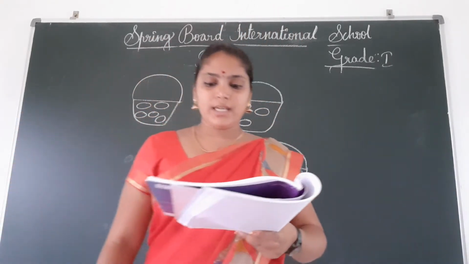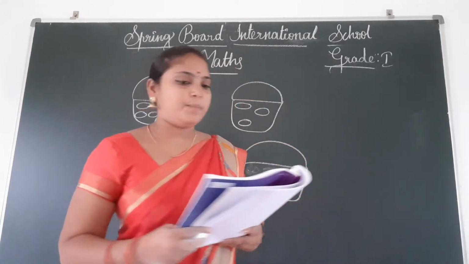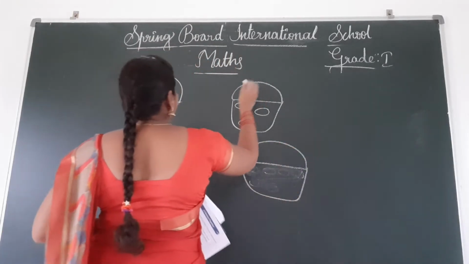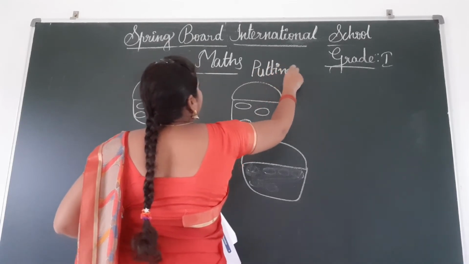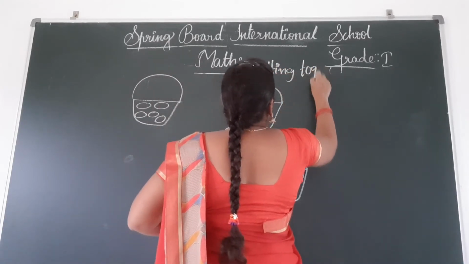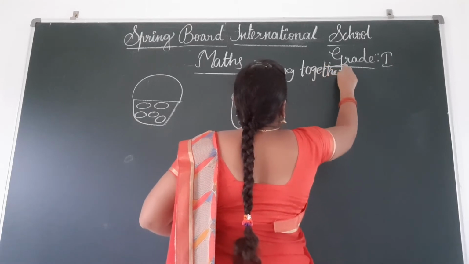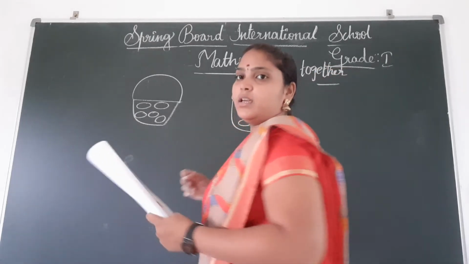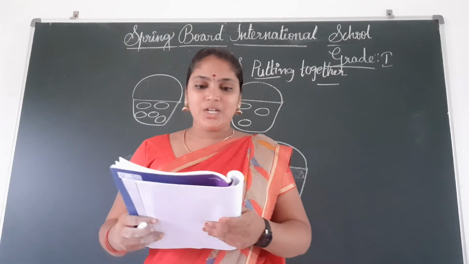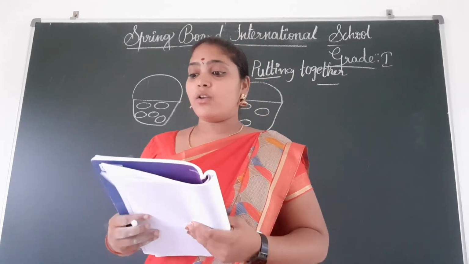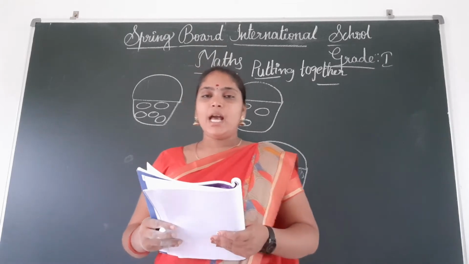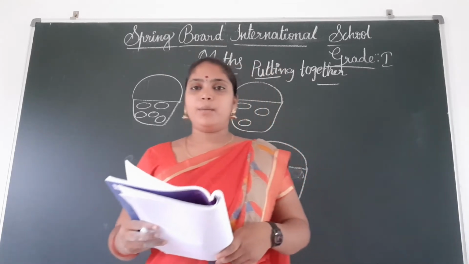Okay children, so next shall we go to the fourth chapter, Putting Together? What is the name of our fourth chapter? Putting Together. Okay children, so here Anjali, Charmi and Shekhar are on a picnic. They are visiting a farm. Okay, Anjali, Charmi and Shekhar on a picnic.